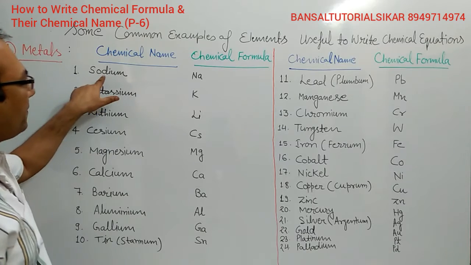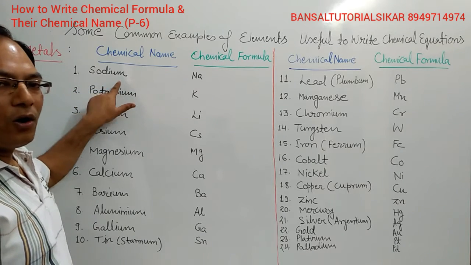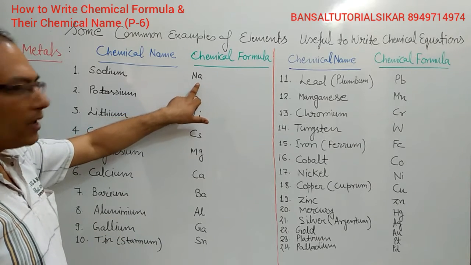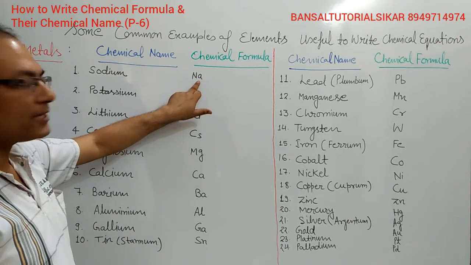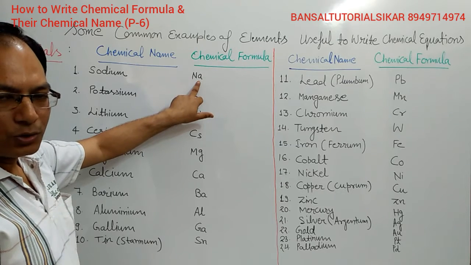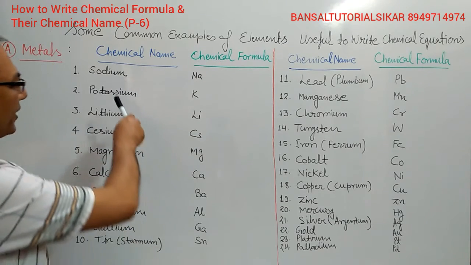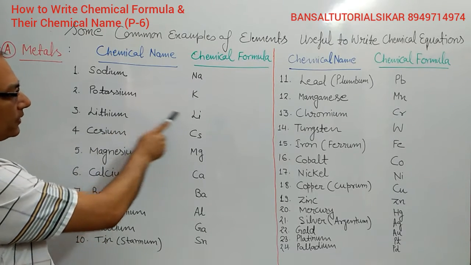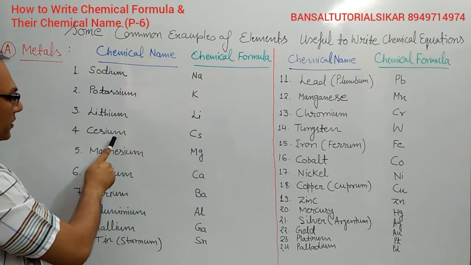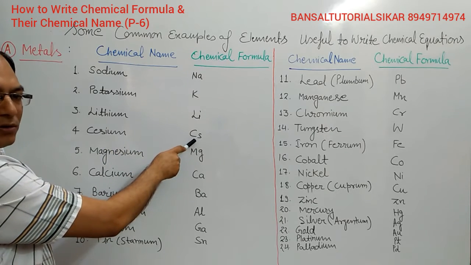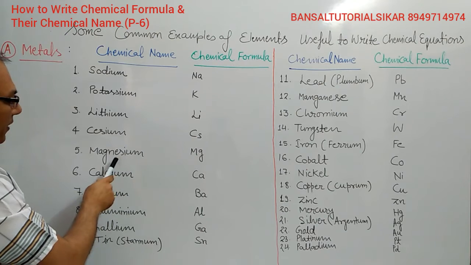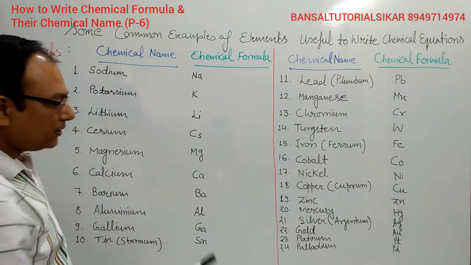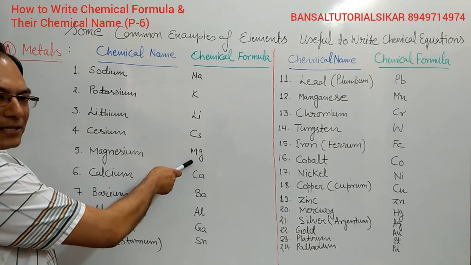First of all, we take sodium. If sodium or sodium metal is written, then you will write down Na. If Na is written there, then you will understand this is the sodium metal. If potassium is written, then you will write down K. If lithium is written, then you will write down Li. If cesium is written, then you will write down Cs. If magnesium is there, or magnesium ribbon, or a magnesium wire, magnesium metal, then you will write down Mg.